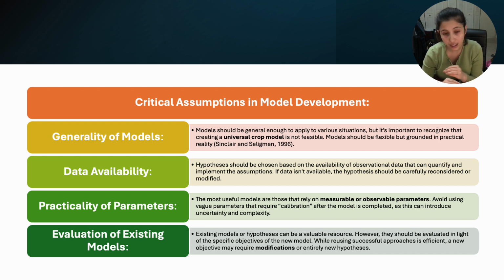Another thing is data availability. Hypotheses should be chosen based on the availability of the observational data that can quantify and implement our assumptions. If data is not available, the hypothesis should be carefully reconsidered or modified. Practicality of the parameters is another critical assumption of crop model development. The most useful models are those that rely on measurable and observable parameters. If there are really vague parameters, it may require calibration once the model is completed, and this can increase the uncertainty or the complexity of the model.